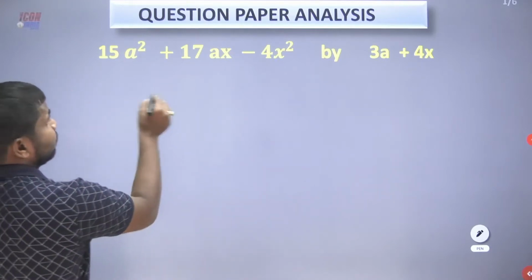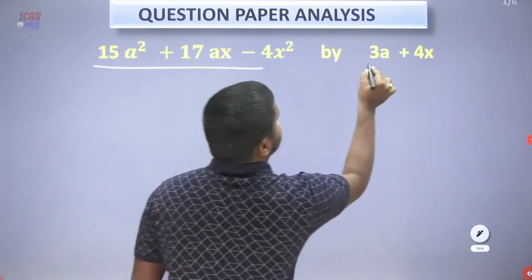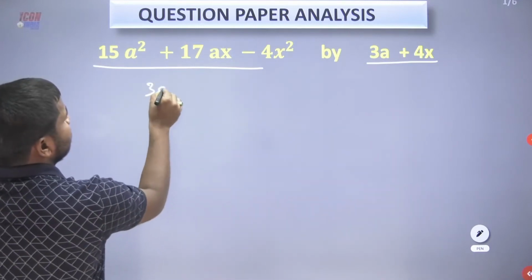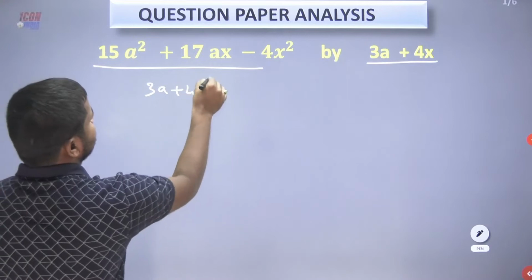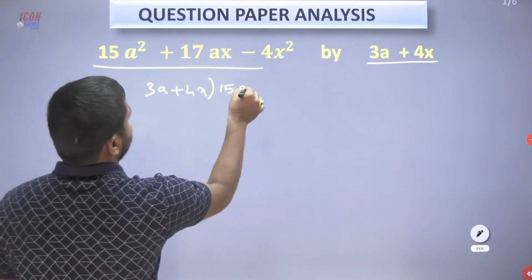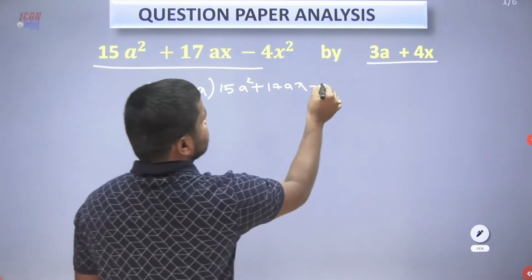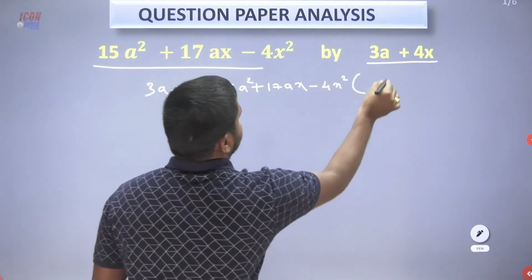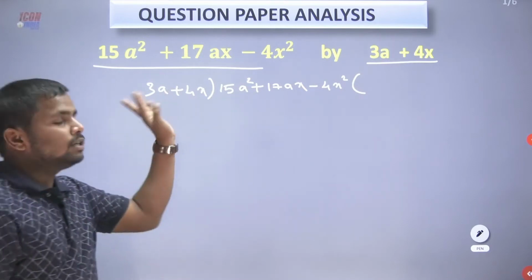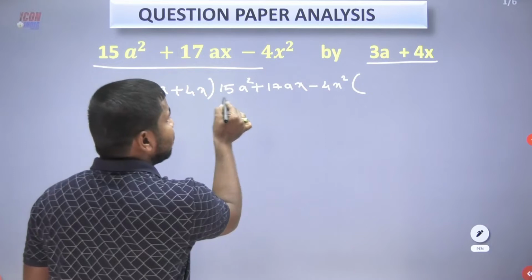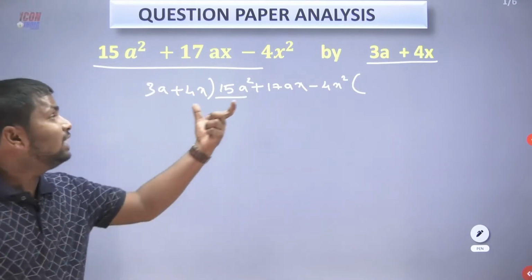Right. So we need to divide this polynomial by 3a plus 4x. So coming to the polynomial, 15a square plus 17ax minus 4x square is divided by 3a plus 4x. Right, we need to divide this polynomial by using this polynomial. We have already learned, right? So how to do? First we need to eliminate the first term of the dividend.